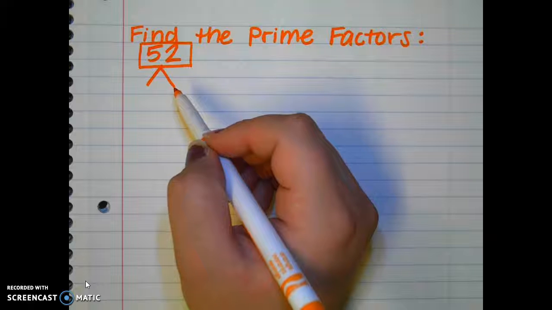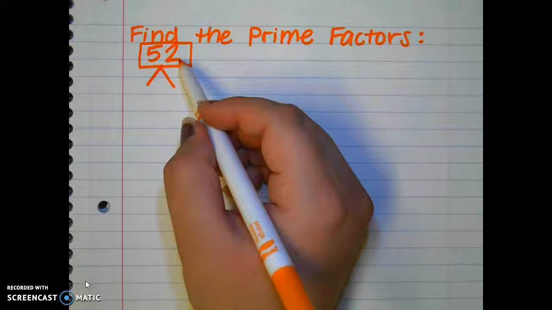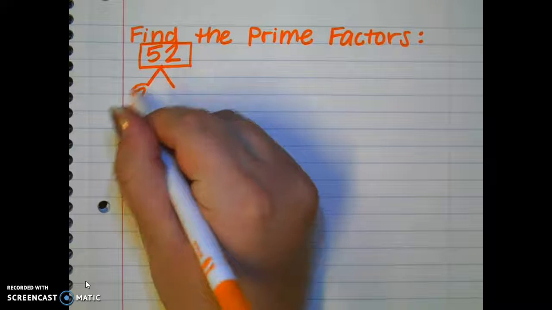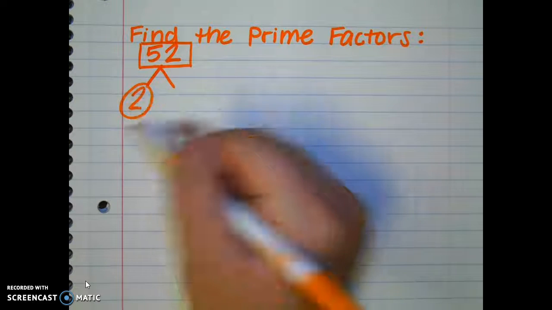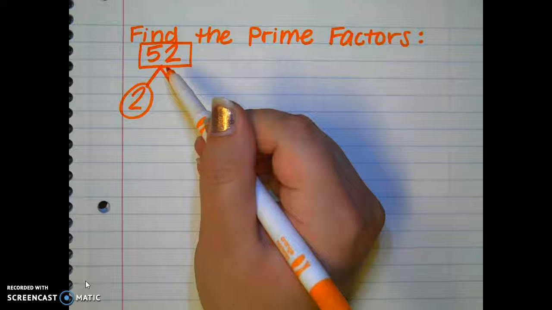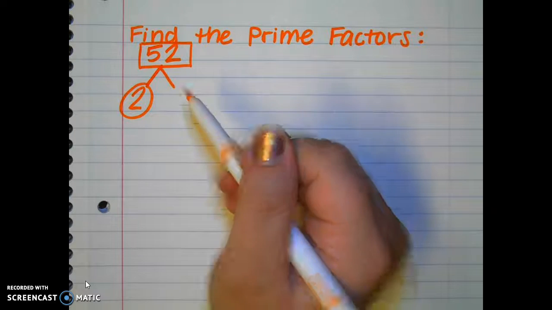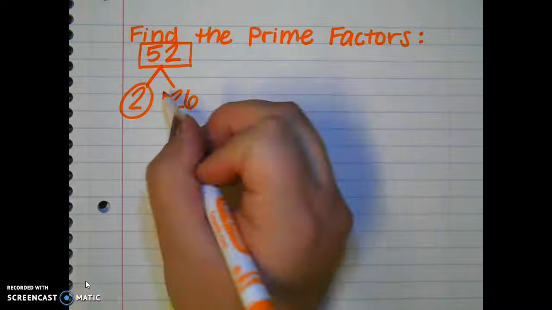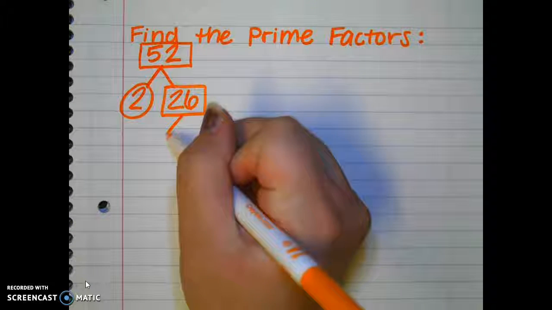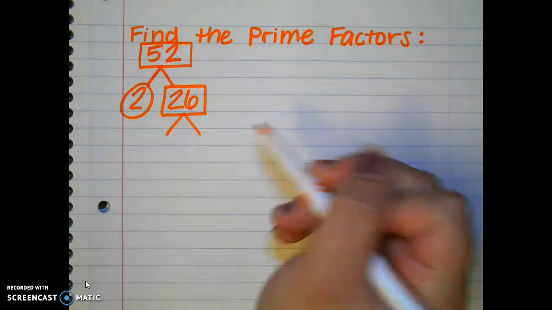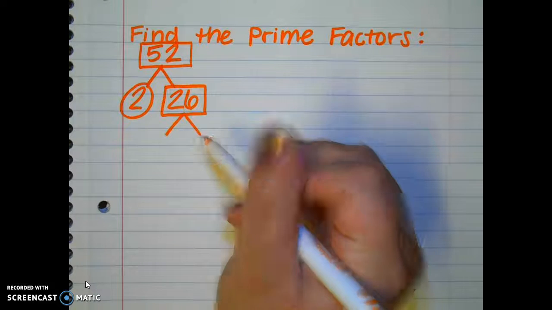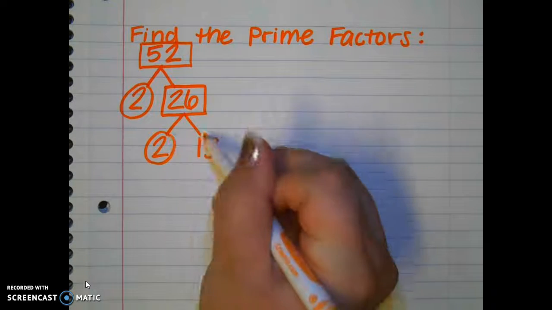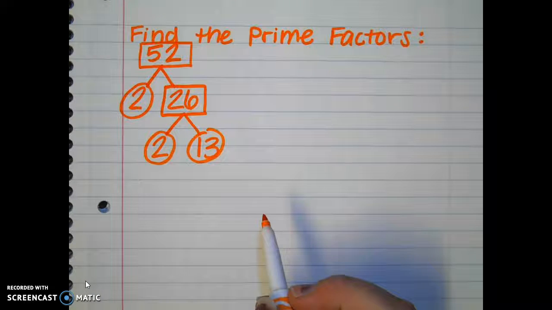If you ever get stuck and you see that this number that we start out with is even, we always know that 2 is going to go into that number. Remember, we circle our prime numbers. That means that that branch is done. But what can you multiply by 2 to get 52? 26. 26 we know is composite, so we're going to box it, and that means that we keep going with our branches. What are two numbers that can multiply to give us 26? 2 and 13. Both of those are prime, so we're going to circle them. And those are our prime numbers.